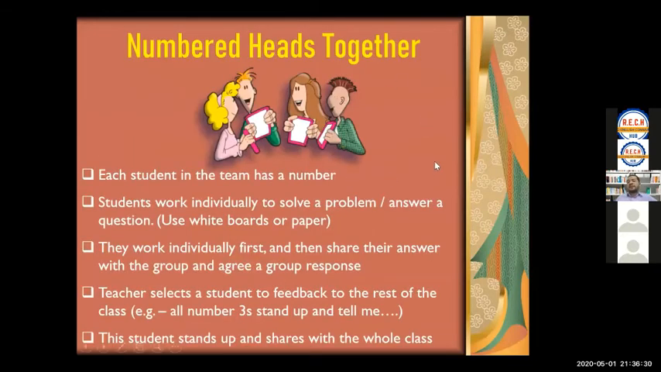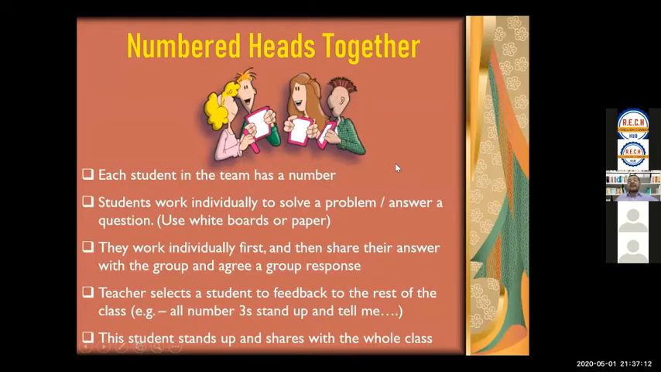There is another very famous structure called numbered heads together. In numbered heads together, what you do as a teacher is that each student in the team has a number. So you say, for example, this is student A, B, C, and D, or 1, 2, 3, and 4. Then students work individually to solve a problem. This is very important. They have to work individually first. Okay, so they solve the problem on their own. They answer the question on their own. It could be on a paper or on a whiteboard like this one.